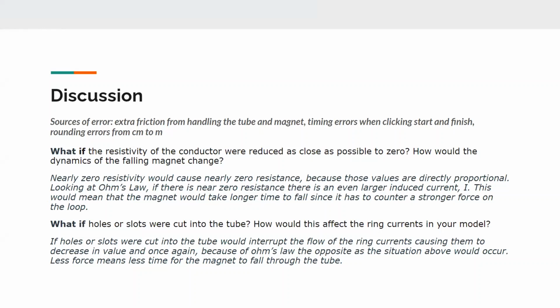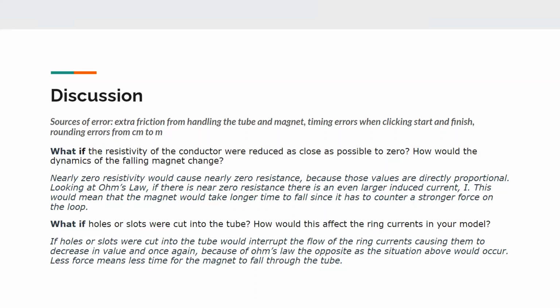So immediately, some sources of error were extra friction from handling the tube and magnet, timing errors when clicking start and finish, and rounding errors from centimeters to meters, small ones. And as well, for anyone who really wants to grade my video, the system is the tube and the magnet.